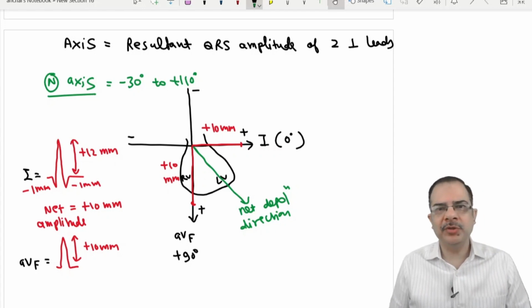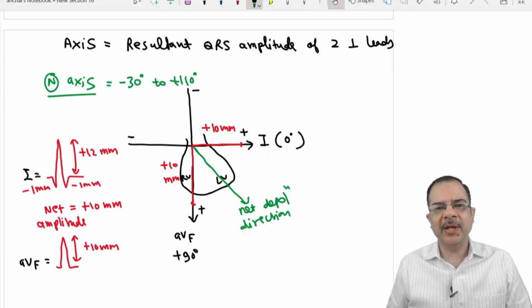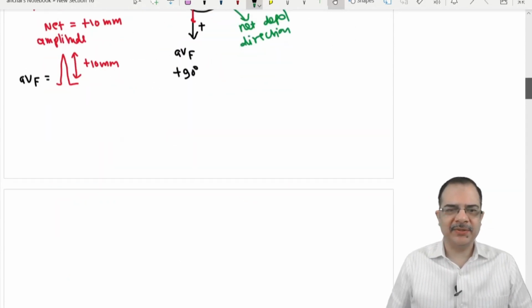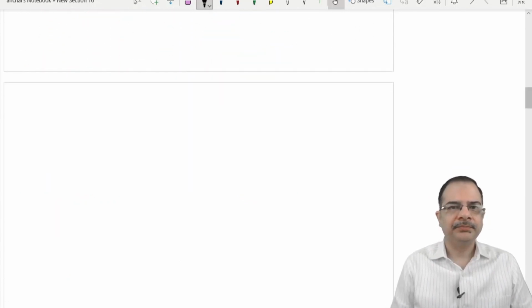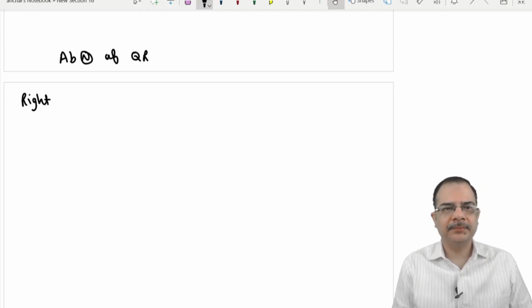There can be some physiological and anatomical variations of the heart, so therefore we take minus 30 till plus 110. So this is how to calculate the axis accurately. Let's see what the abnormalities of this axis are. The first abnormality is number 1, right axis deviation. Now come to the abnormalities of QRS axis.